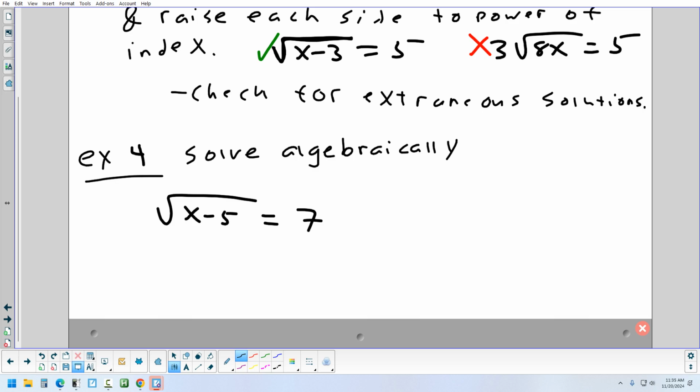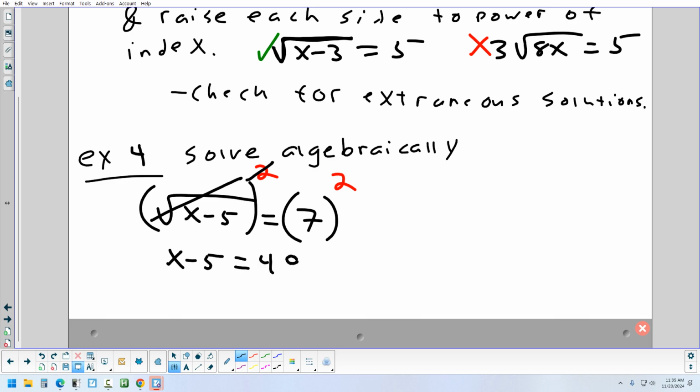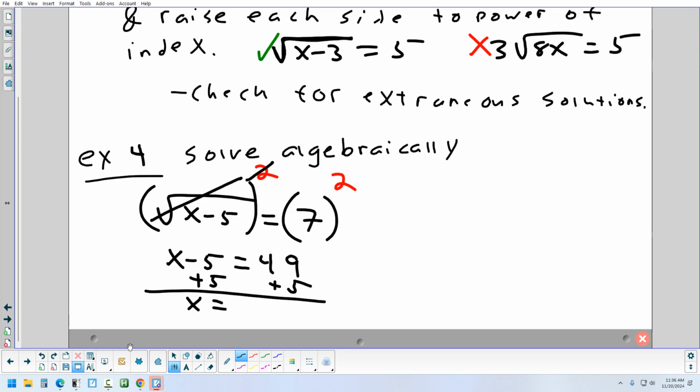So what power would we raise each side to? The second. Second power. When you have a square and a square root, those cancel out. And what does that leave you with on the left? X minus 5. Okay. And how about on the right? 49. And what would be your last step? Add 5. And for our answer, we get 54.